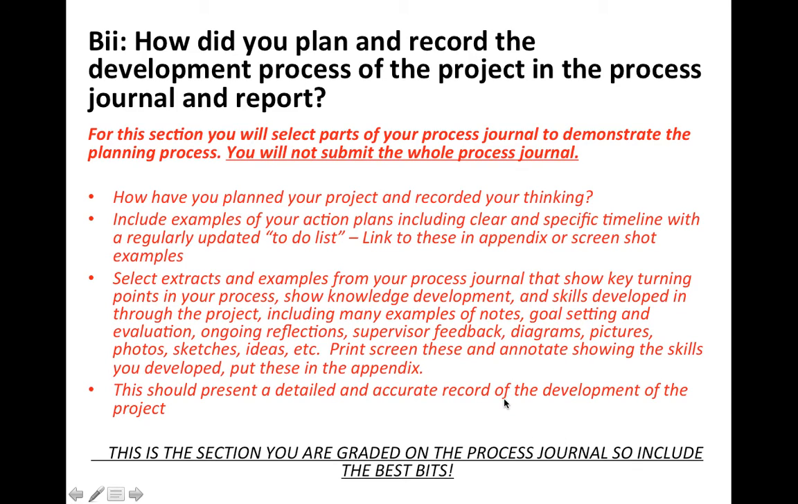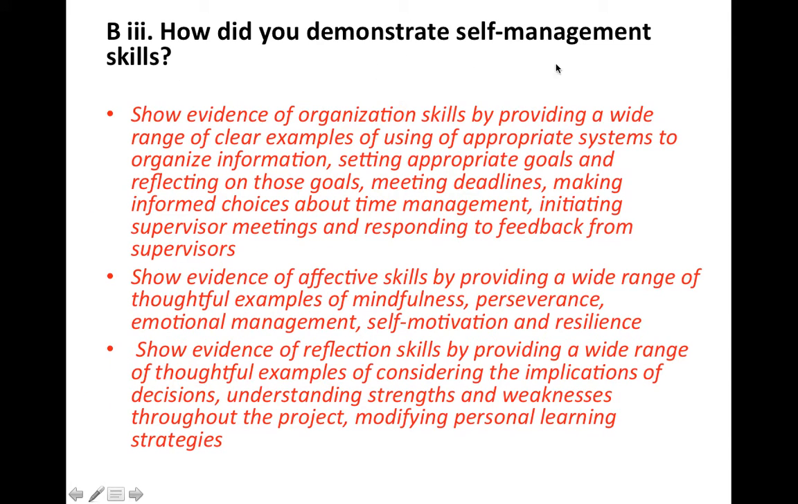This is a really important section because you've all worked so hard on your process journal, so it's about getting the snapshots of the best bits in your process journal to demonstrate this aspect of the criterion. The final one then is how you demonstrate self-management skills. There are 3 aspects to self-management: organisation, affective skills, and reflection skills. A really good report would link to these 3 things.